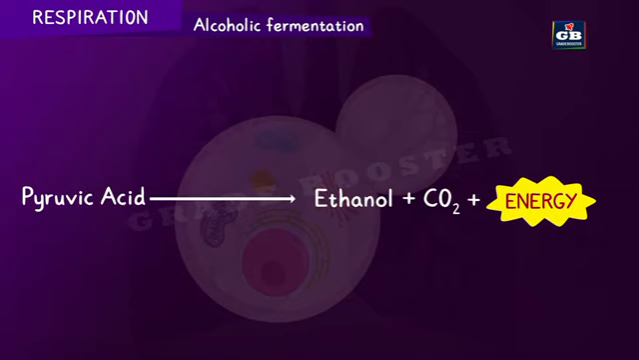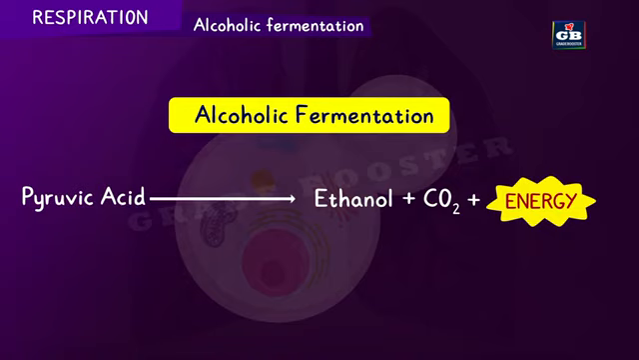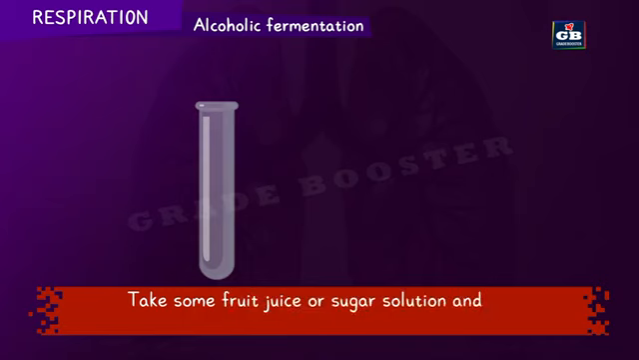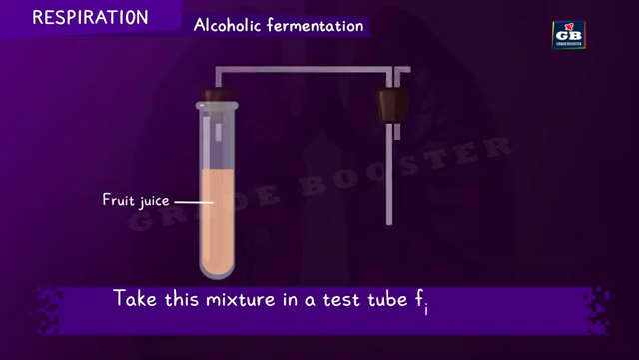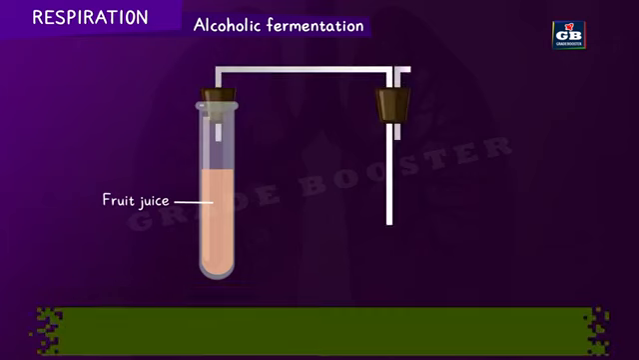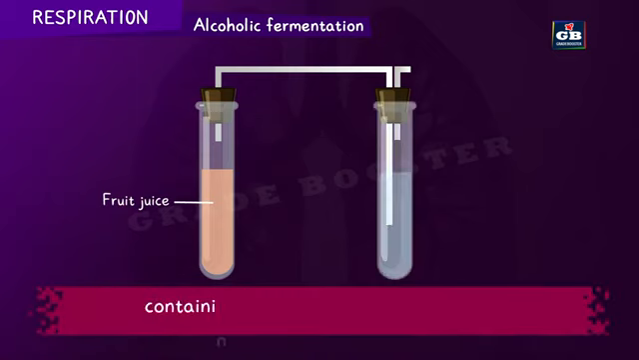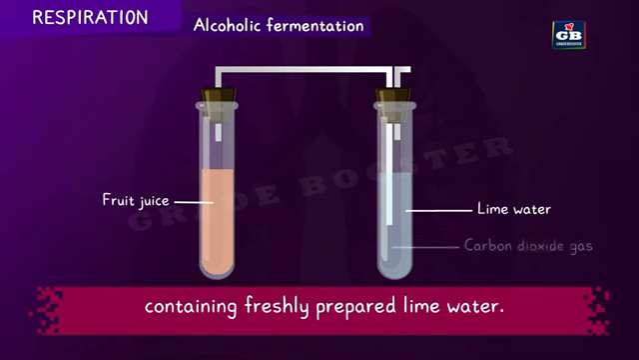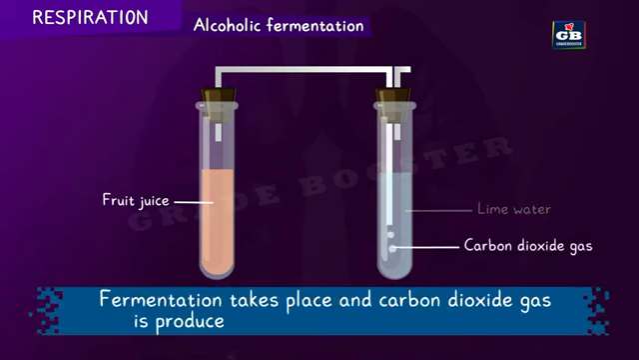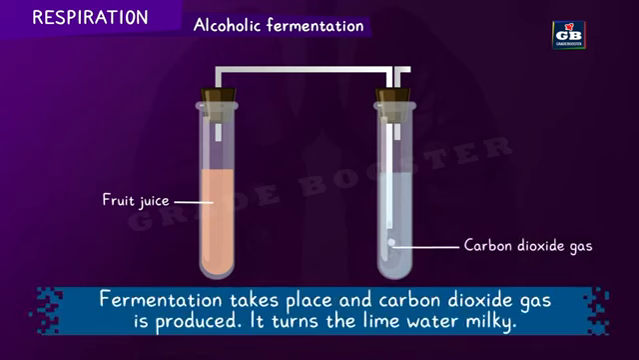This process is called alcoholic fermentation. We can observe alcoholic fermentation with the help of an activity. Take some fruit juice or sugar solution and add some yeast to it. Take this mixture in a test tube fitted with a one-hole cork. Fit the cork with a bent glass tube. Dip the free end of the glass tube into a test tube containing freshly prepared lime water. Fermentation takes place and carbon dioxide gas is produced. It turns the lime water milky.